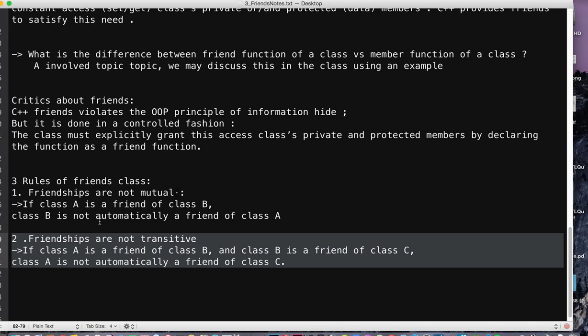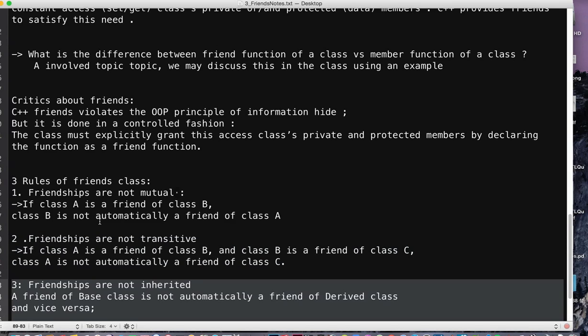If class A is a friend of class B, and B is a friend of class C, class A is not automatically a friend of class C. The third rule about friends is friendship is not inherited, meaning a friend of a base class is not automatically a friend of a derived class, and vice versa. So these are three rules of friends between classes.